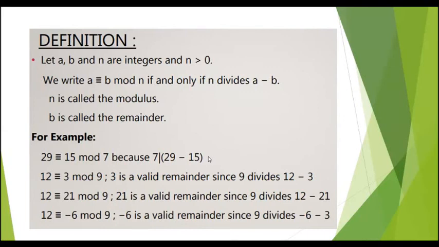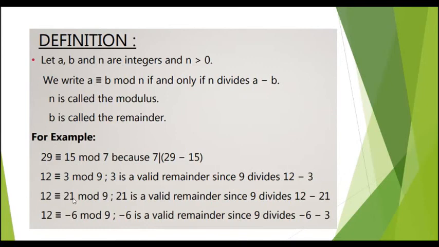And if we divide it by 7, the answer is 2. And that is a whole number. Okay? 12 minus 3, the answer is 9, mod 9. Okay? So 9 divided by 9, the answer is 1. Also, 3 is a valid remainder since 9 divides 12 minus 3. If we divide it, the result is 9 divided by 3, the answer is 3 pa rin po siya. And that is a whole number.